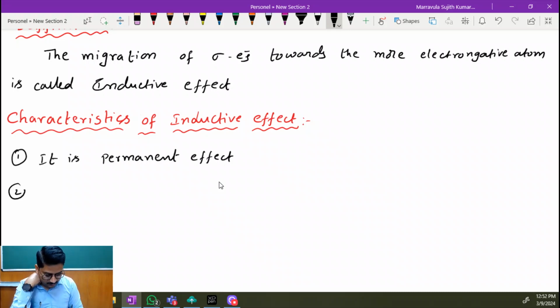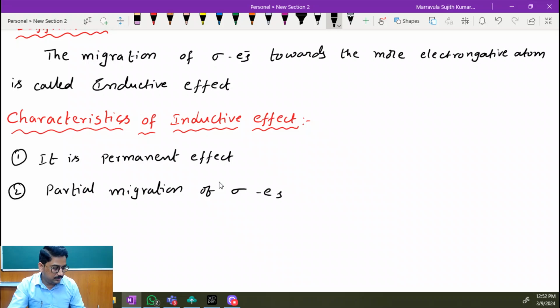Okay. The second one is partial migration of sigma electrons. Here only partial migration, not complete migration. But during reactions, whenever the bond breaks, intermediates can be formed. Those intermediates' stability we can explain, why those are stable, by using the inductive effect.